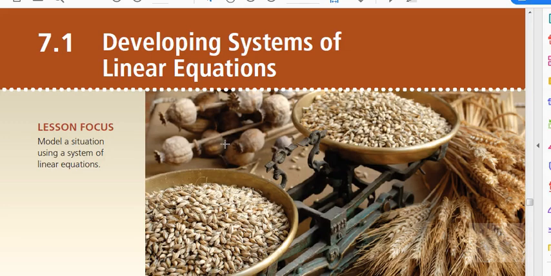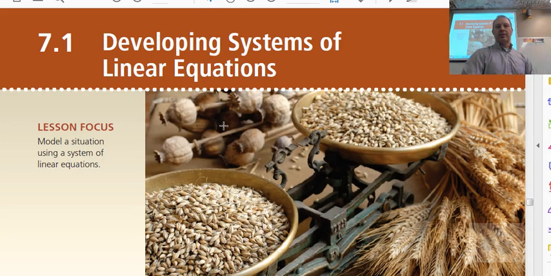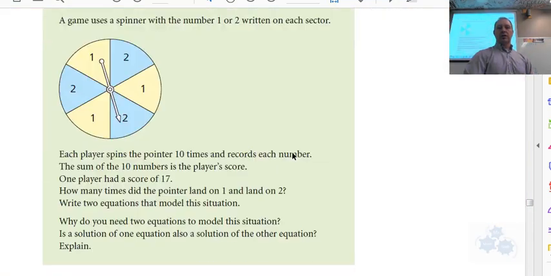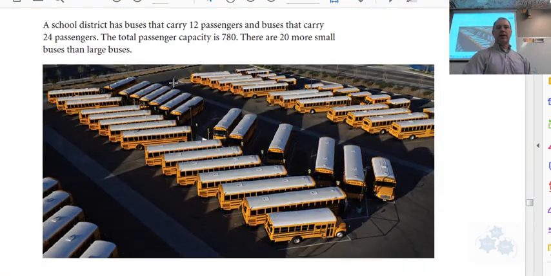So as we start chapter 7, we're talking about systems of linear equations. We've done a lot of work with linear equations. Now we're going to be talking about something called systems of linear equations. And so the question that I gave you here to start off with was this one right here.